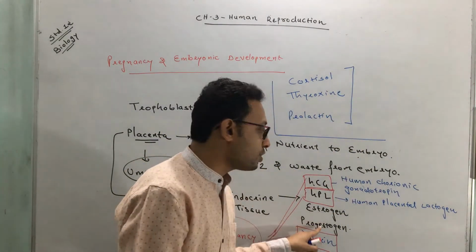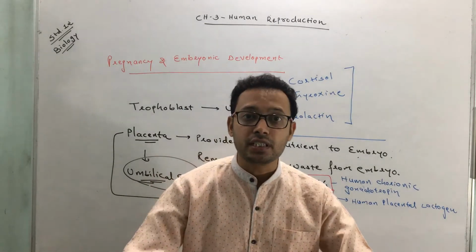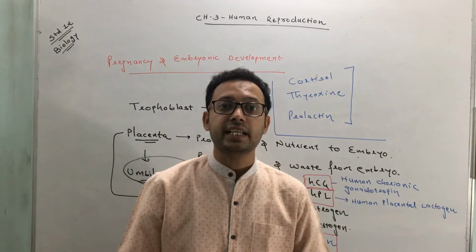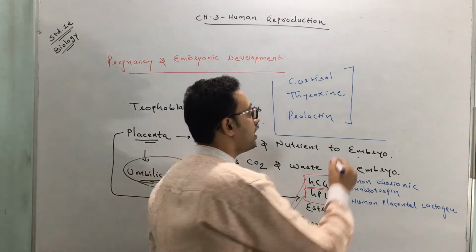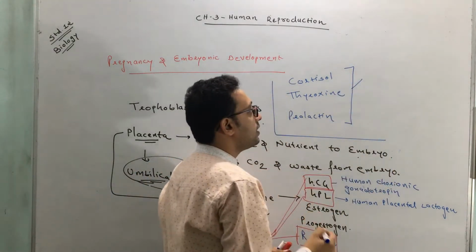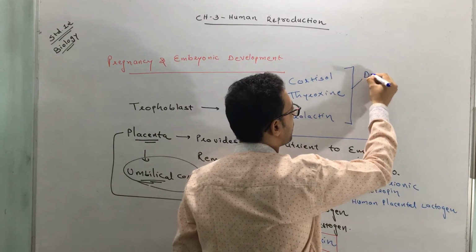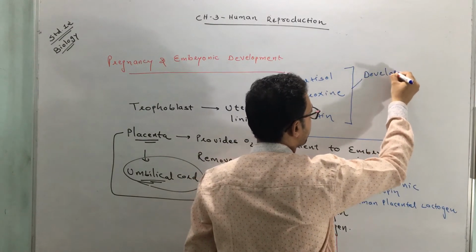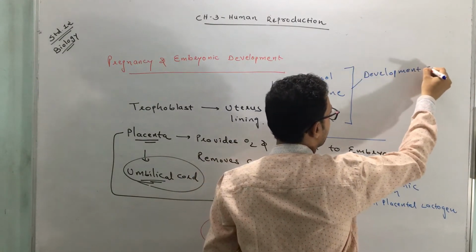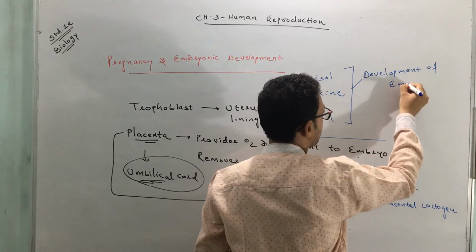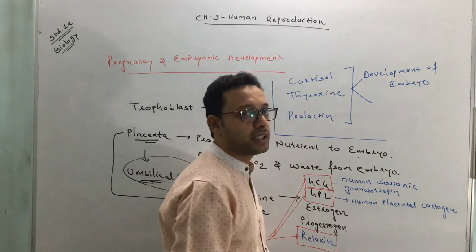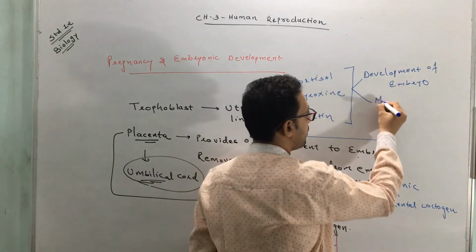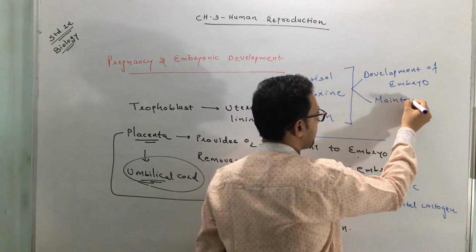Even the levels of estrogen and progestogens also increase many fold. They increase in a higher amount compared to a normal person in pregnancy. And what is the role of these? They are responsible for the growth and development of an embryo. They are also responsible for maintenance of pregnancy.